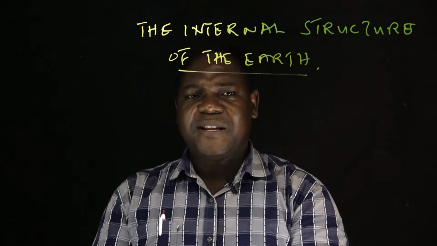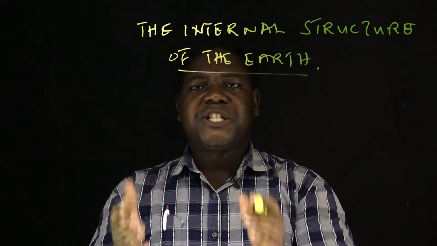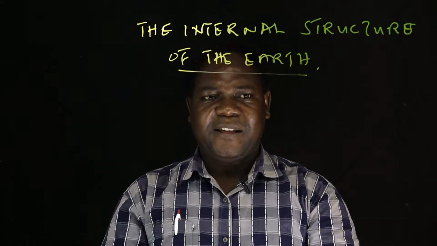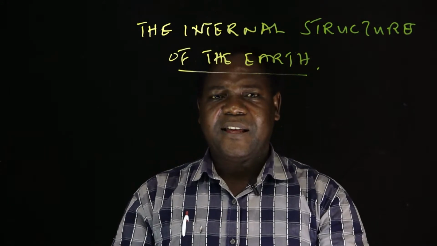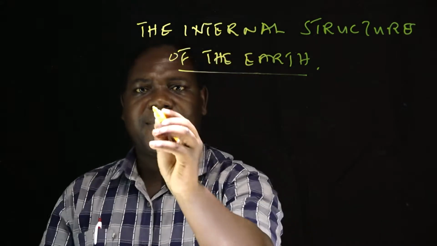And how do these layers behave? What are the components of these layers? And what should we do in order not to damage one layer after another? So, internally, the earth is made of 3 layers.